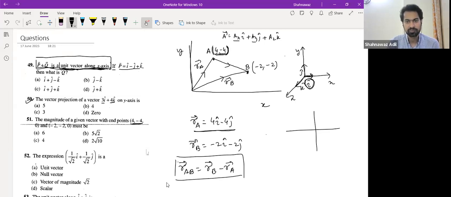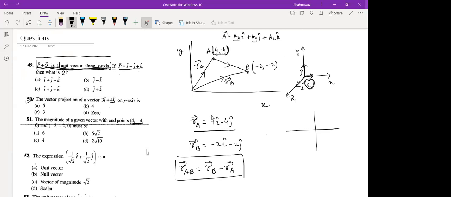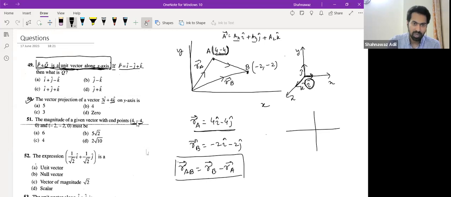So RB minus RA represents the displacement between two points. Understood, guys? Yes, sir. But what I was saying is that the 4, -4 point will lie where this is plus plus, this is minus plus, this is minus minus, this is plus minus. So 4, -4 will lie here and -2, -2 will lie here. Sorry about that, I just wanted you to understand.